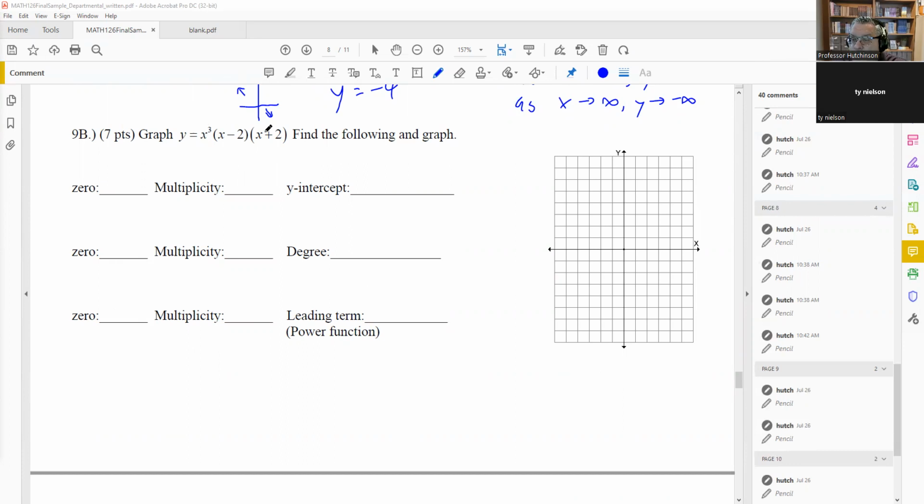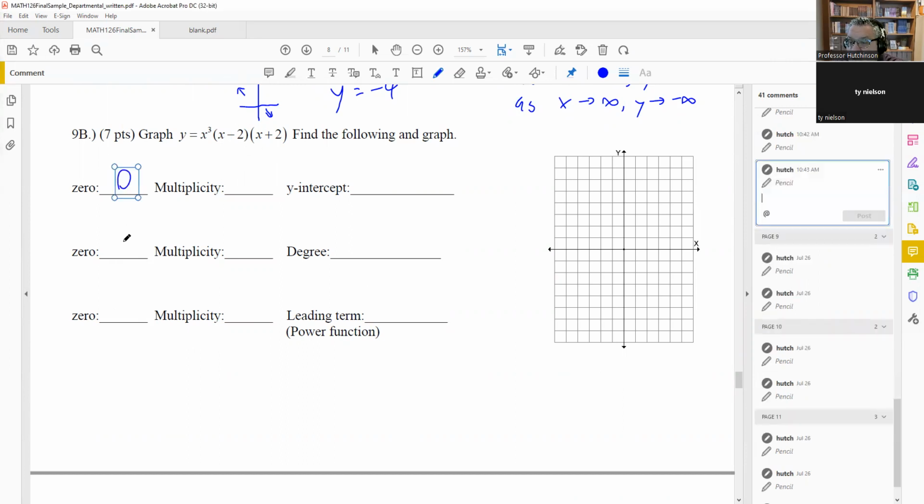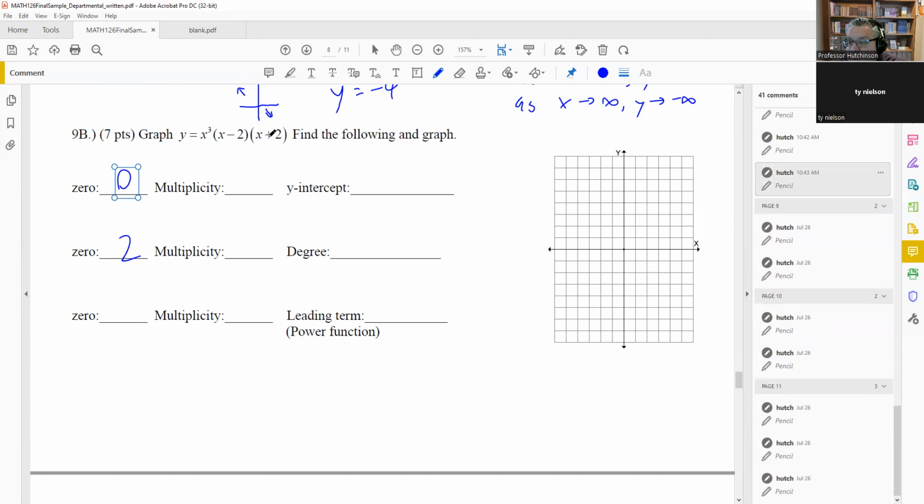zeros: what makes each part equal to 0. So if I take x cubed and set it equal to 0, I'm going to get a 0. If I take x minus 2 set equal to 0, I'll get a 2. If I take x plus 2 set equal to 0, I'll get negative 2. So these are the things that make each part equal to 0. The multiplicities will be the powers that are on each of these factored pieces. The 0 comes from the x cubed that has a multiplicity of 3. These other two, there's no power on here, so there's really a power of 1 on both of those.